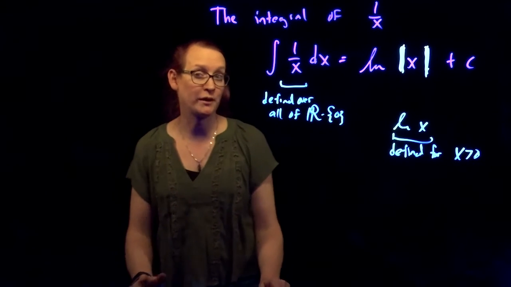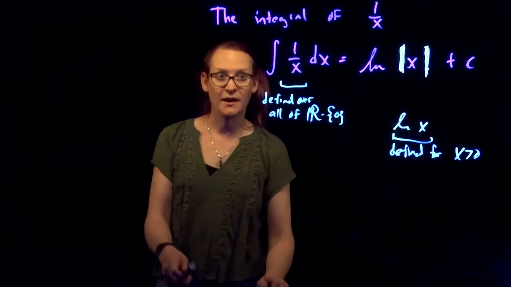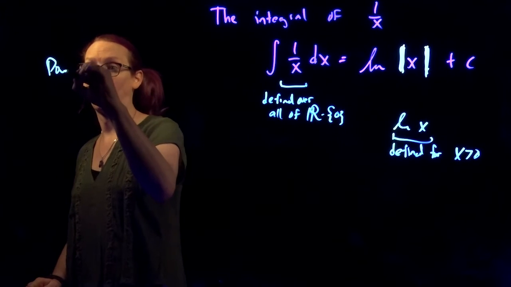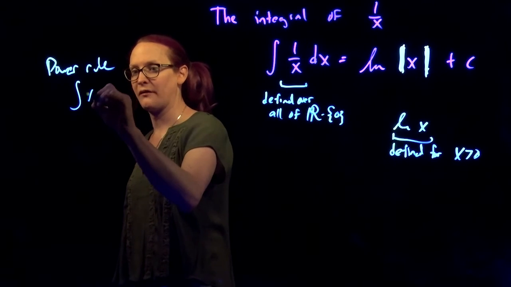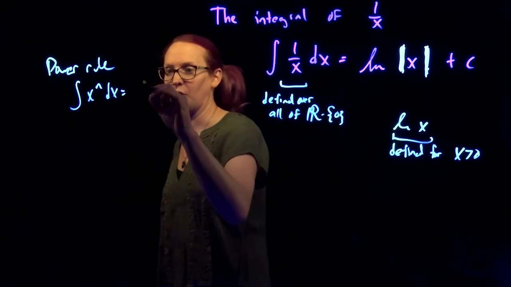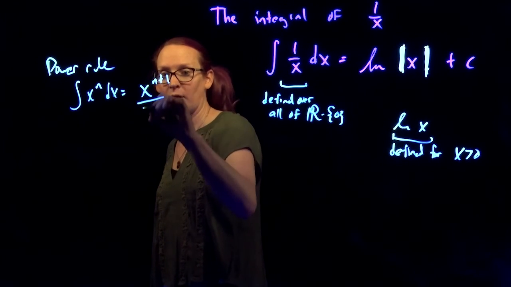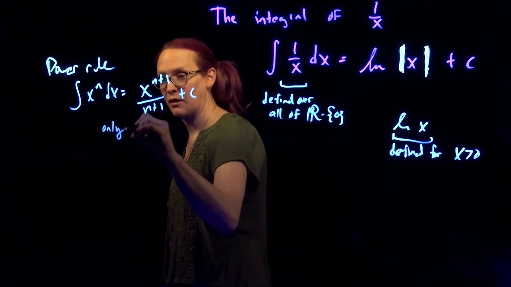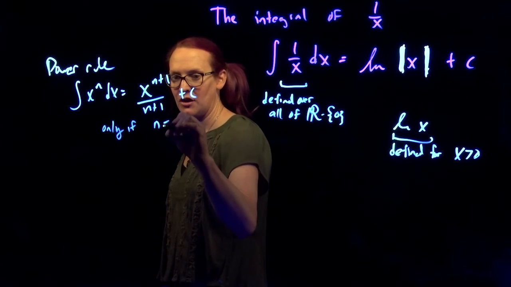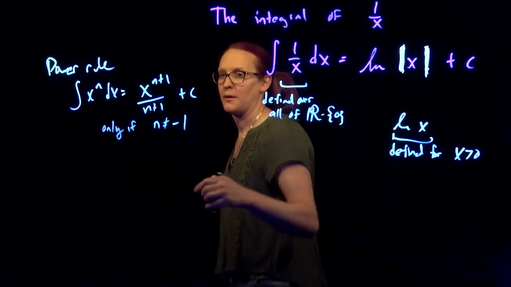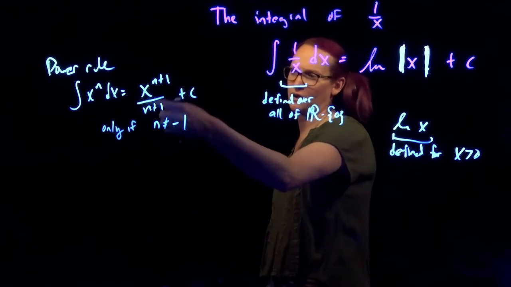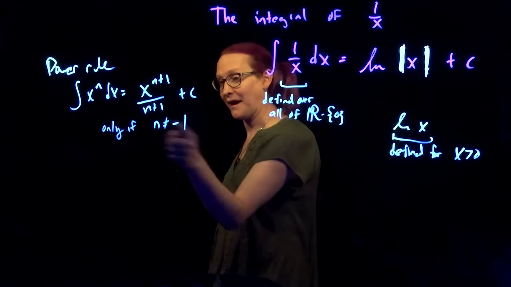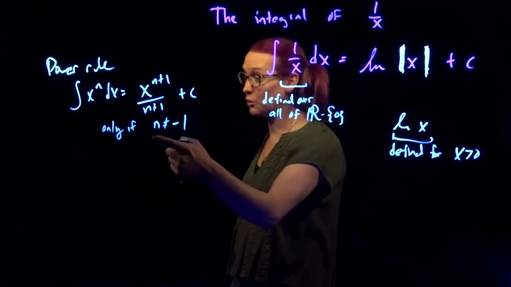I have one other point to make. And that point is that this is the complement to the power rule. So the power rule says that the integral of x to the n dx is equal to x to the n plus 1 over n plus 1 plus c, but only if n is not equal to -1, because otherwise we'd have x to the 0 and 0 here, and it would just be weird. So how do I handle this one that's missing from the power rule?